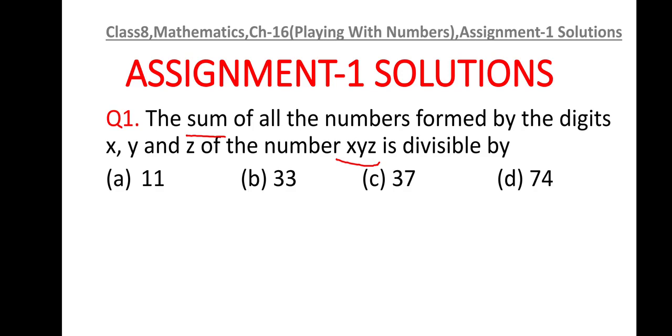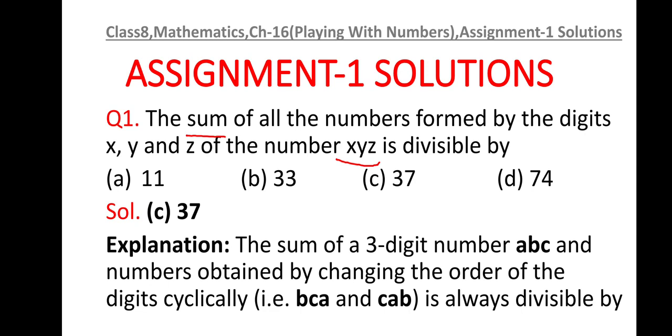You need to tell the sum of all the numbers formed by the digits x, y and z of the number xyz is divisible by. What will be the answer? The answer will be C option, that is 37. How? It will be C option, 37.